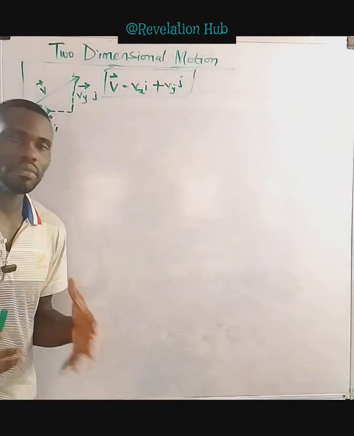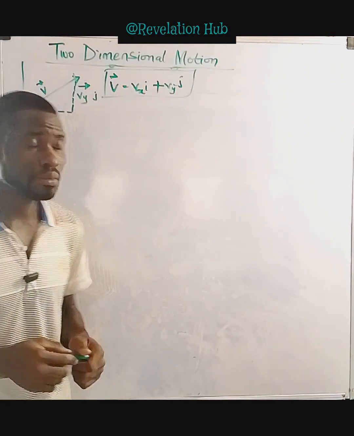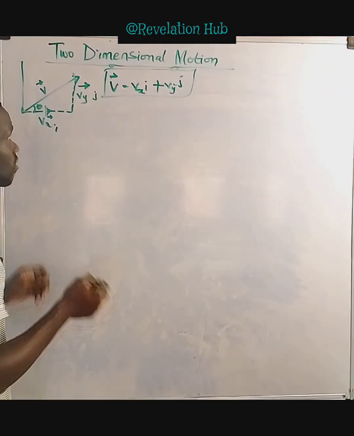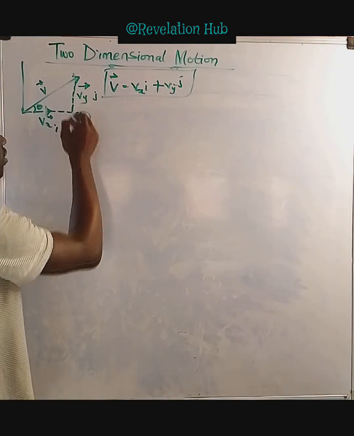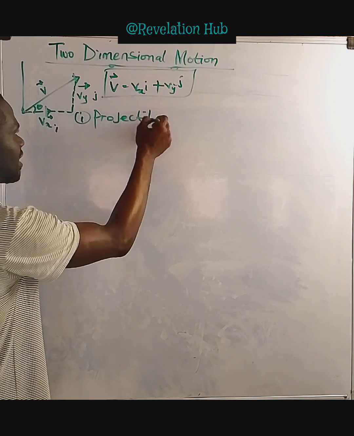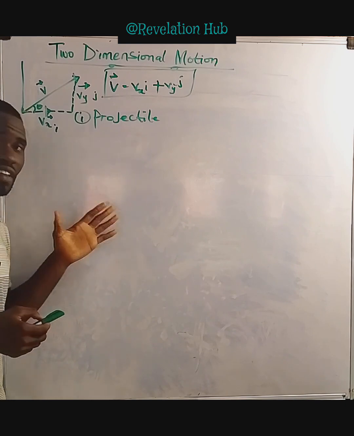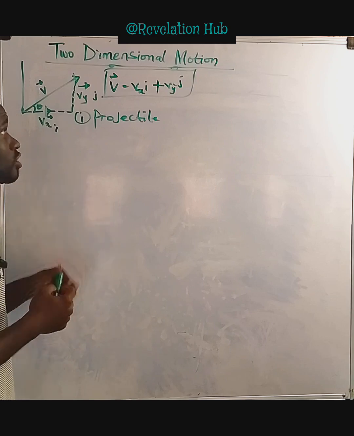So what are the major things that bring about two-dimensional motion? We're going to be looking at them. There are a couple of things that we're going to be discussing under two-dimensional motion. The first we're going to be discussing is projectile. Projectile is a perfect example to exemplify two-dimensional motion.